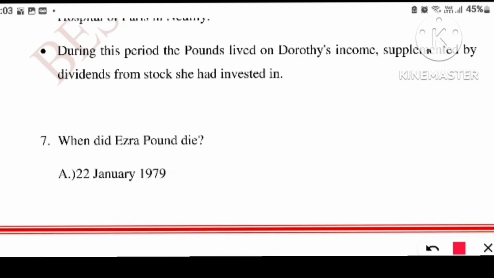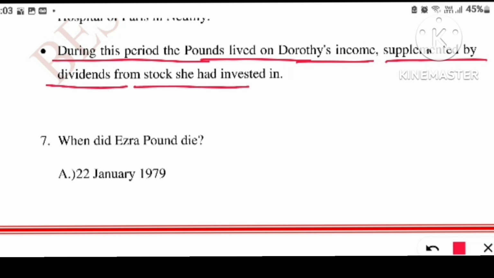Now, another very important point, during this period, the Pounds lived on Dorothy's income, supplemented by dividends from stock she had invested in. So, because of the stock money which she had invested in the market, she got dividends, and because of these dividends, they survived for the time being till Ezra Pound started earning again.